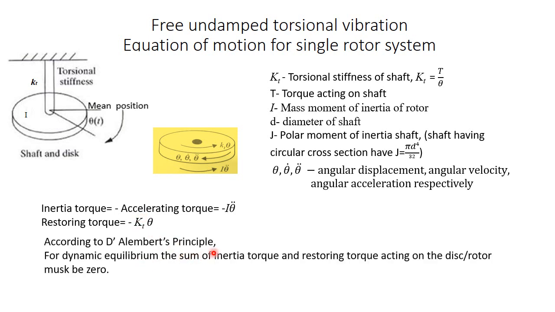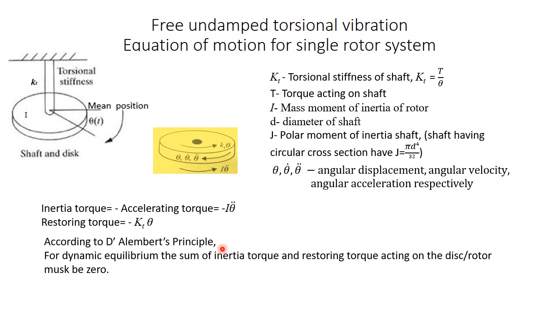Now according to D'Alembert's principle, for a system undergoing linear motion, we know that the rate of change of linear momentum is equal to the net force acting on the system. That is Newton's second law. So D'Alembert's principle represents Newton's second law in a static format. That is, the net force acting on the system plus the inertial force acting on the system is equal to 0, or in dynamic equilibrium, that is equal to 0.